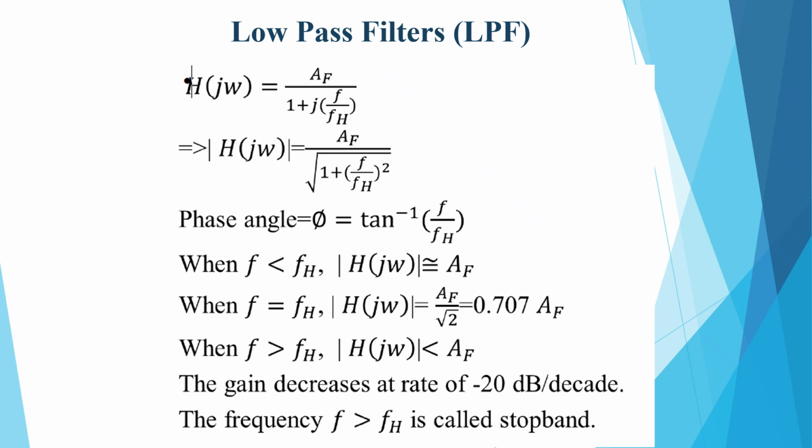When f is very much greater than fH, the output gain decreases significantly. The magnitude of H(jω) will be lesser than AF. This region is called the stop band. The roll off rate: gain decreases at minus 20 dB per decade for a first order filter. This means for every 10x increase in the frequency, the output reduces by 20 dB.